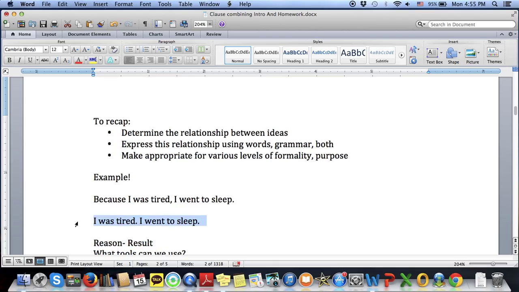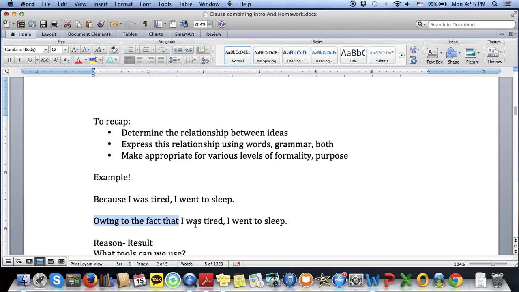What's another way that we could put them together? Well, one thing that we can do is, I can take this one, I was tired. Let's see here. I can say as, and then I can go like that. As I was tired, I went to sleep. I can do another one here too. Owing to the fact that I was tired, I went to sleep. With both of those, as and owing to the fact that, they both identify the reason for a particular thing.